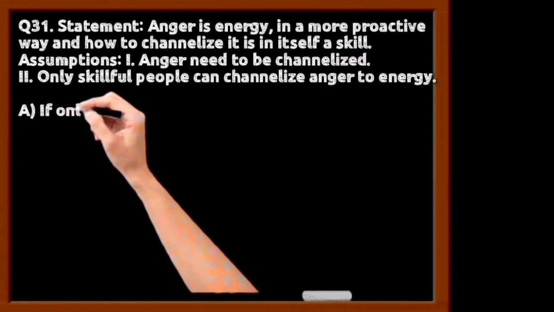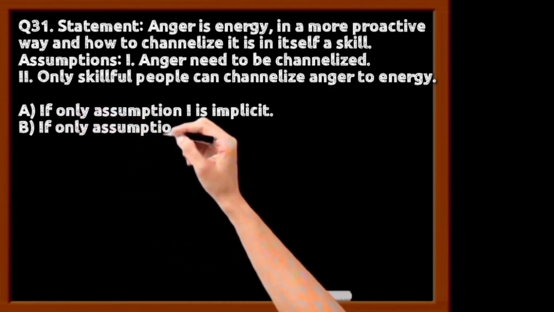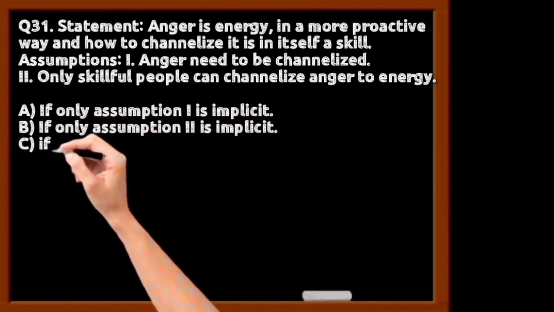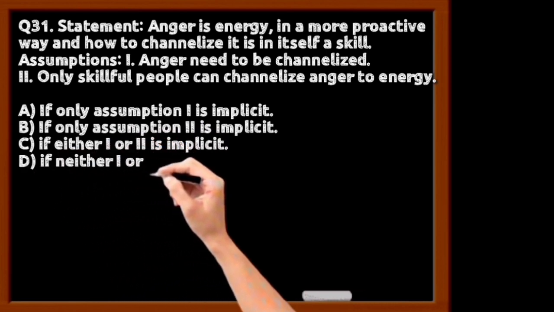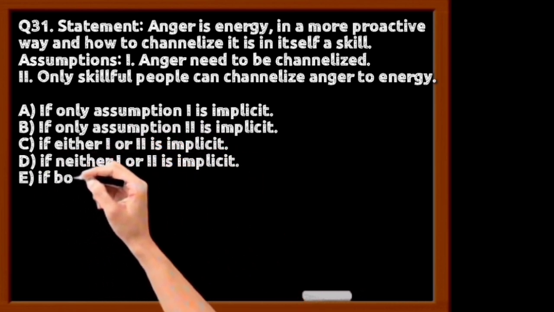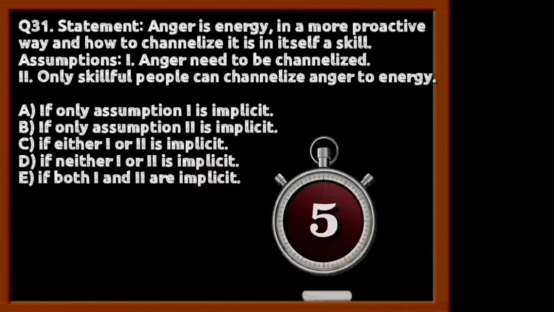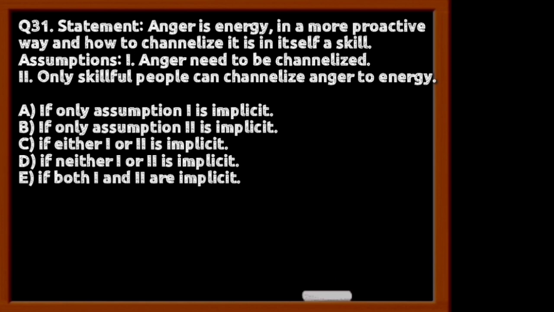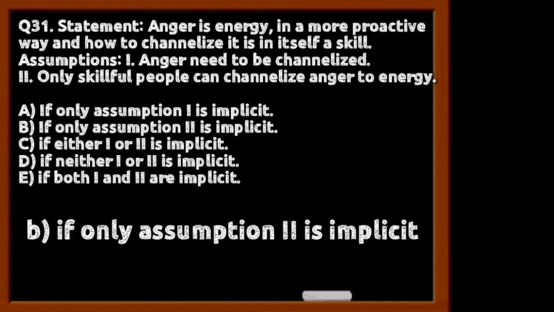Option A. If only assumption 1 is implicit. Option B. If only assumption 2 is implicit. Option C. If either 1 or 2 is implicit. Option D. If neither 1 nor 2 is implicit. Option E. If both 1 and 2 are implicit. The answer is option B, if only assumption 2 is implicit.